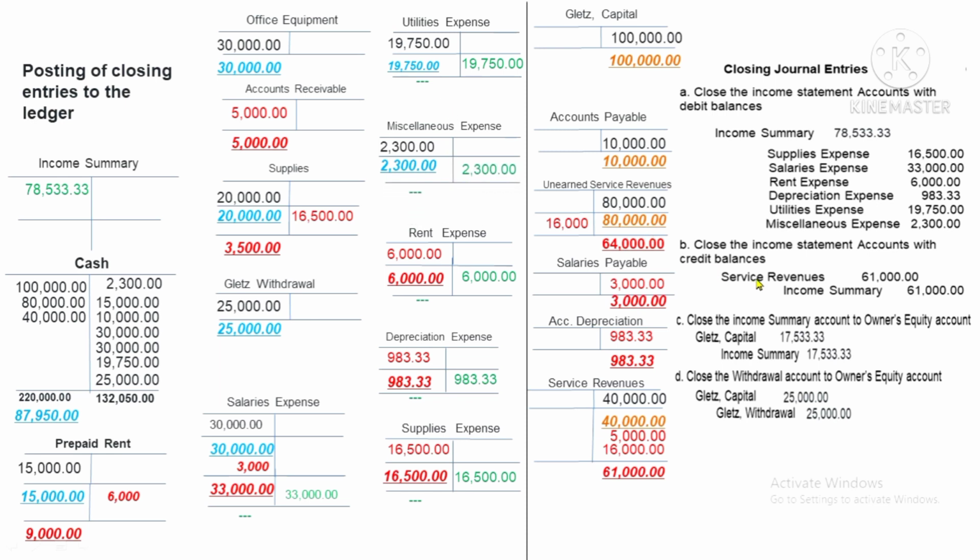Now let's go to the second set of closing journal entries, which is service revenues debit 61,000. Now the service revenues will have a zero balance, and credit the income summary by 61,000. But before we go to the third, the income summary again, after the 2 closing entries, will have a balance of 17,533.33 on the debit.